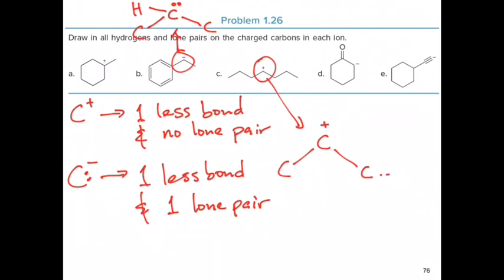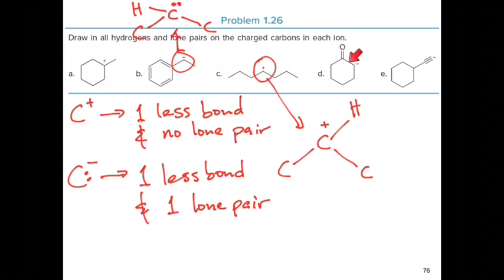I'm just going to remove that. All right, and so again, a positive charge means that you have one less bond and no lone pair. So that means that it has another bond here, and that would be bonded to a hydrogen atom.